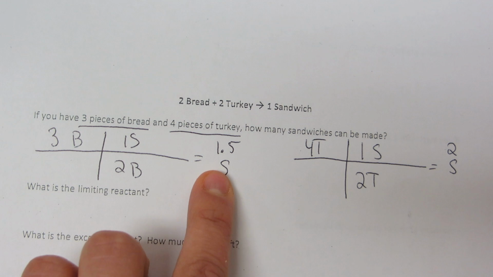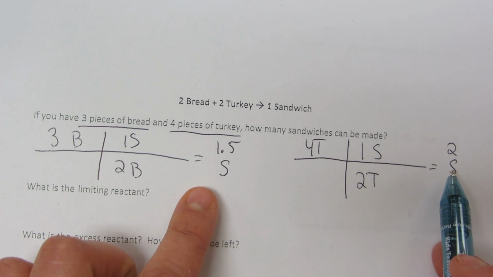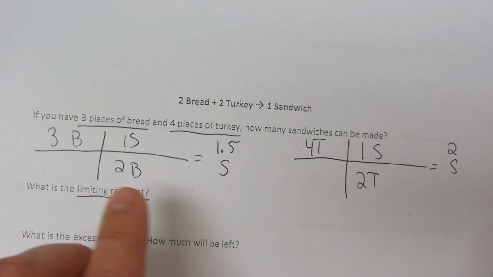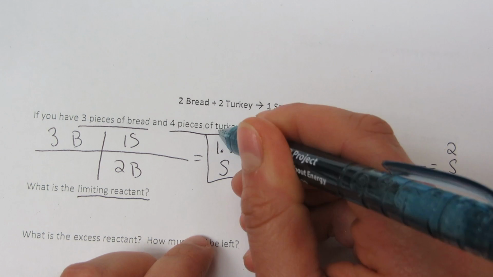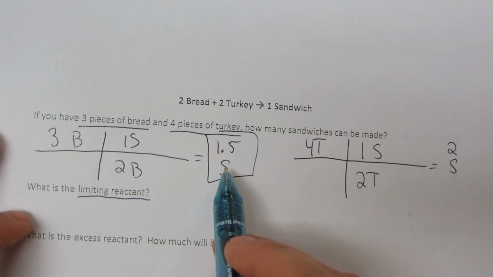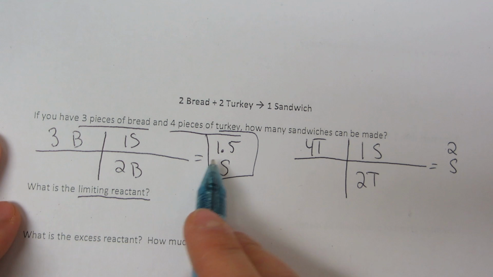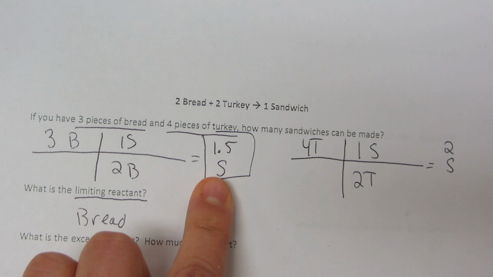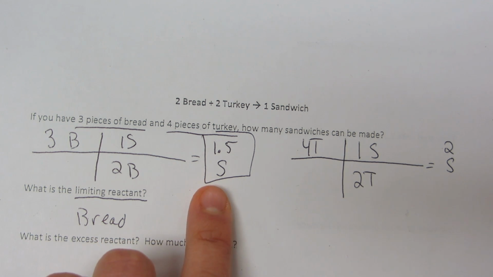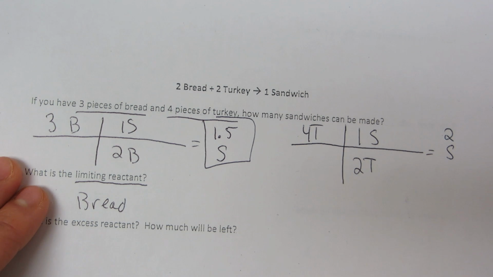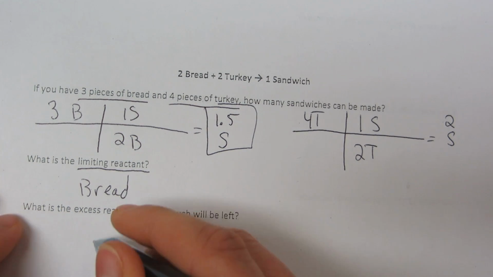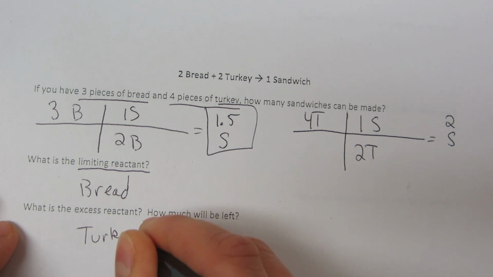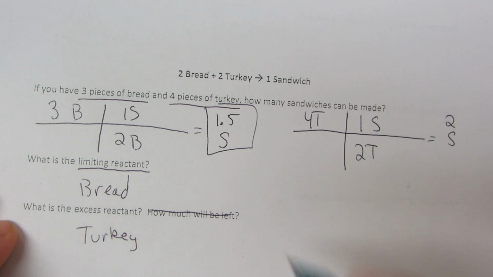So with the bread you can make 1.5 sandwiches. With the turkey you can make 2 sandwiches. The limiting reactant is the reactant that causes the smaller amount of product being made, which in this case is the 1.5 sandwiches. So the bread caused that to happen. The bread is your limiting reactant. It's the one that ran out first. You're only going to be able to make 1.5 sandwiches because the bread will run out and you can't make any more sandwiches without bread. The excess reactant would be the turkey, the one that gave you the ability to possibly make more product, but you won't. We're not going to do that part.